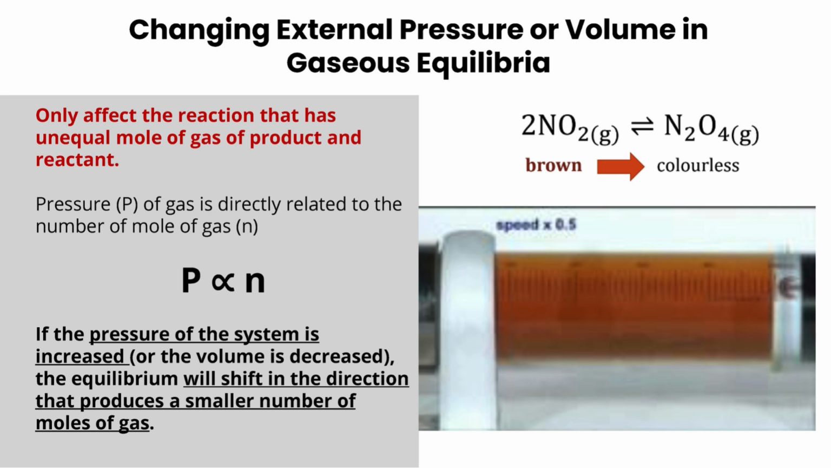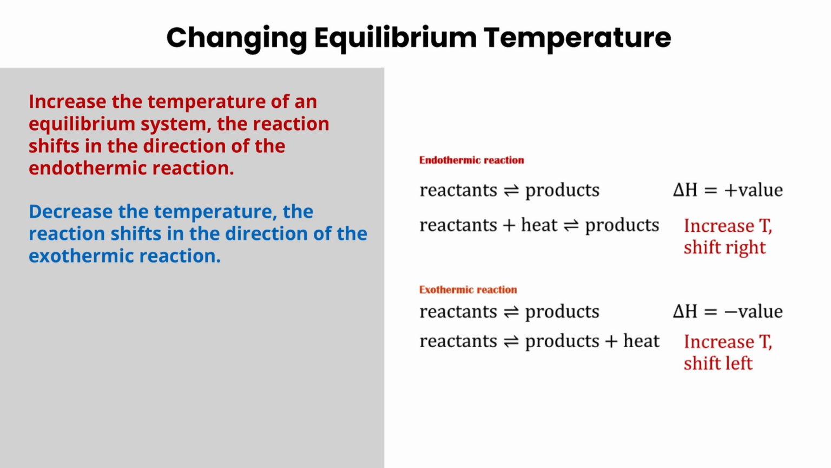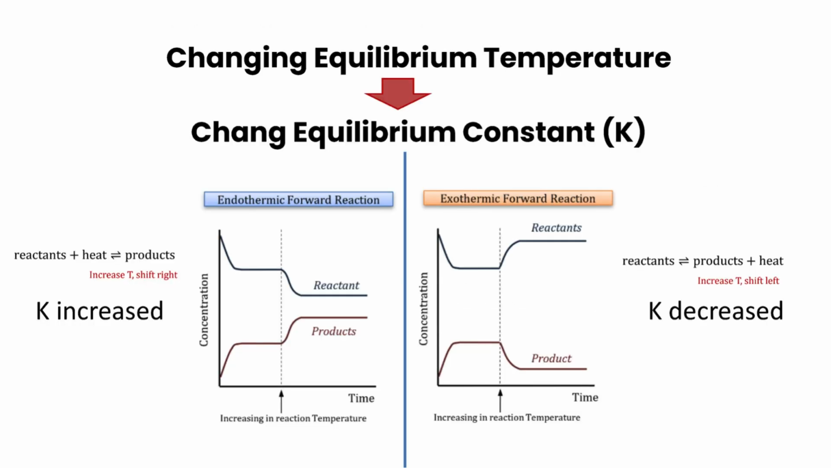Right, now the big one, temperature. You said this does change K. Yes, temperature is the only thing that changes the actual value of the equilibrium constant, K. Think of heat as a reactant or product. For an endothermic reaction, one that absorbs heat and ΔH is positive, heat is like a reactant.